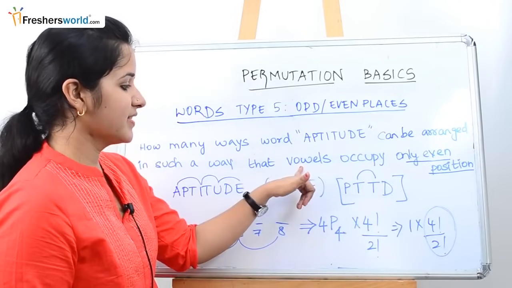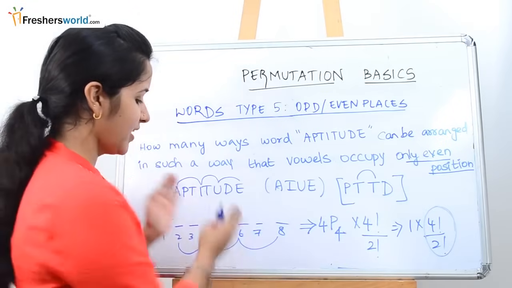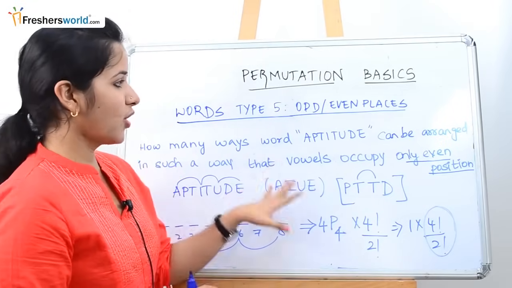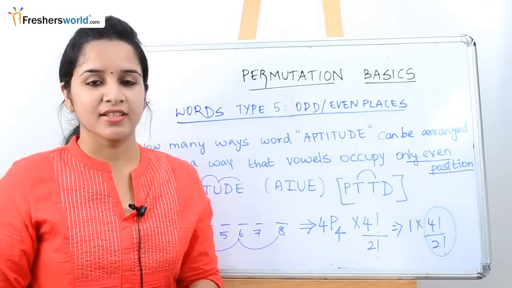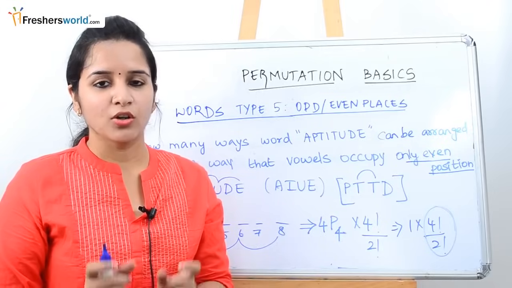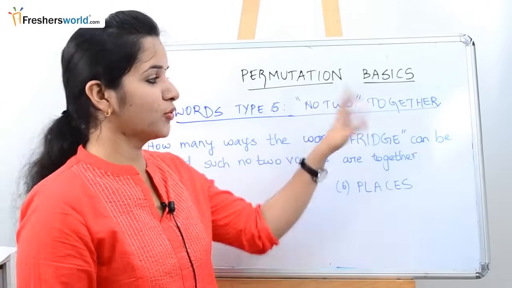So if consonants are there, instead of clubbing the vowels, you will be clubbing the consonants together and do it in a similar way to how you have done it for vowels. So this is the concept for odd and even places. The next concept that we are going to deal with is no 2 vowels or consonants together. So the next concept that we are going to deal with is no 2 together.